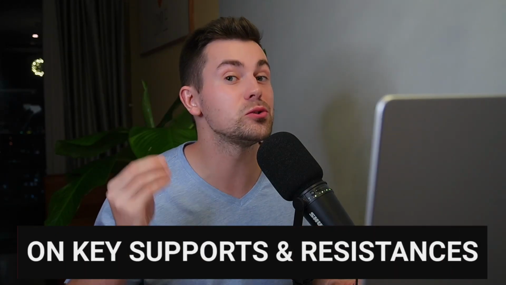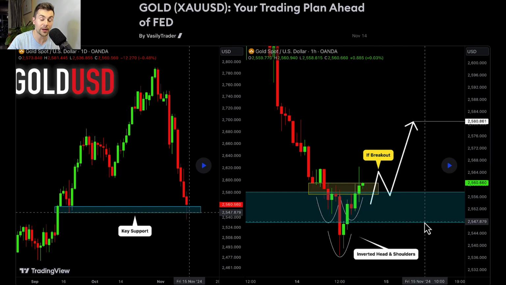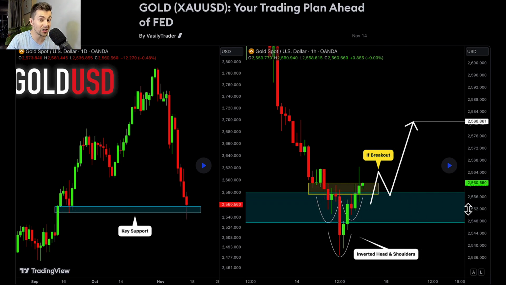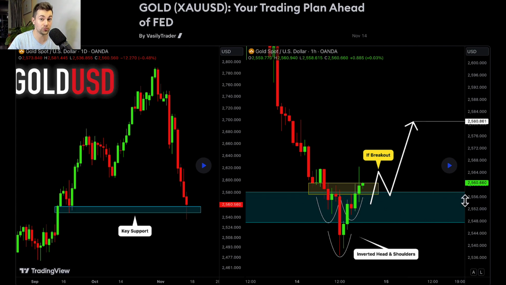Thirdly, all the chart patterns that I traded were formed strictly on key daily supports and resistances. I never trade the patterns beyond key levels. For example, here's a free trading signal that I shared for gold. The trading signal is based on the inverted head and shoulders pattern that formed on an hourly time frame on a key daily horizontal support. That is a very important criteria.